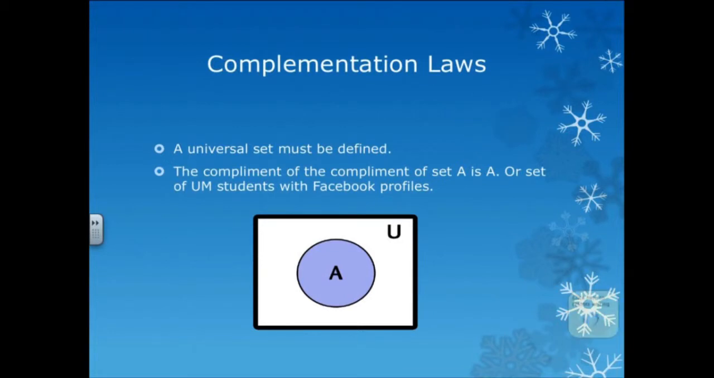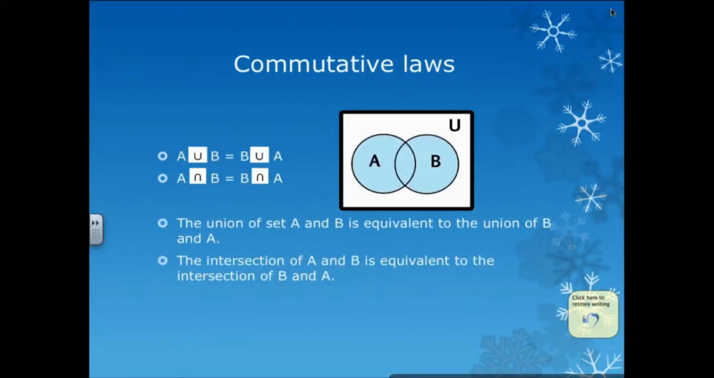For the commutative law, we have A union B equals B union A, and A intersection B equals B intersection A. You can rearrange the order of sets only when they are combined in the same way. The union of set A and set B is equivalent to the union of set B and set A. This works the same for intersections as well.